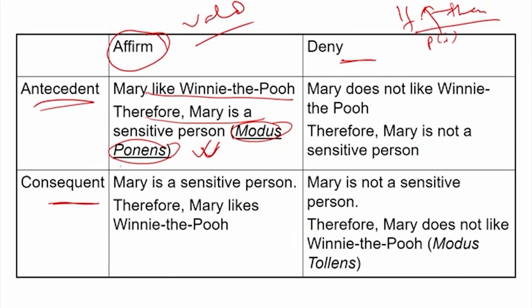Let's look at the statement in which my premise affirms the consequent. Mary is a sensitive person, therefore, Mary likes Winnie the Pooh. This conclusion is not valid because not all sensitive persons like Winnie the Pooh. It is the other way around. If somebody likes Winnie the Pooh, only then are they a sensitive person. But there may be hundreds of people who are sensitive and may not like Winnie the Pooh, and that is why it is not valid. And so, affirming the consequent is never valid.